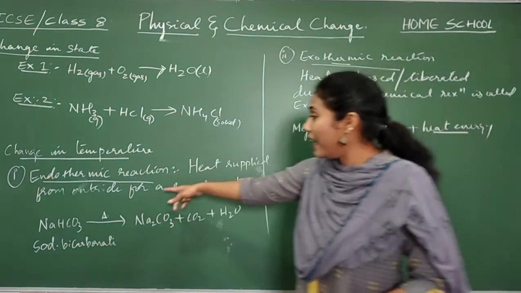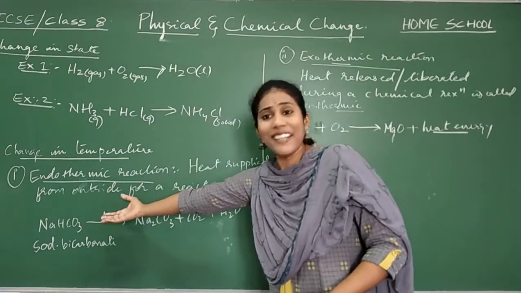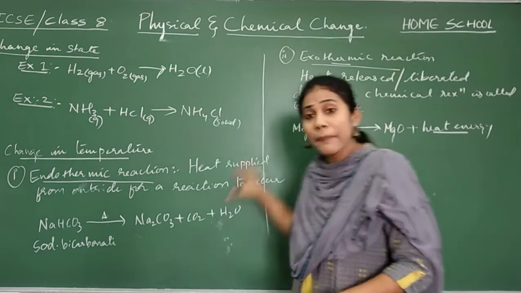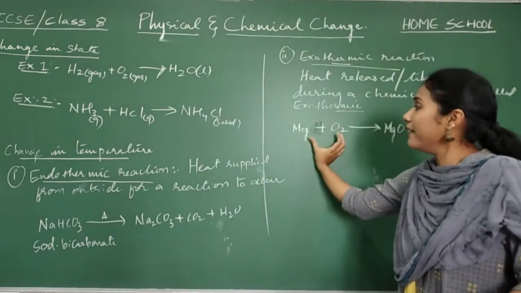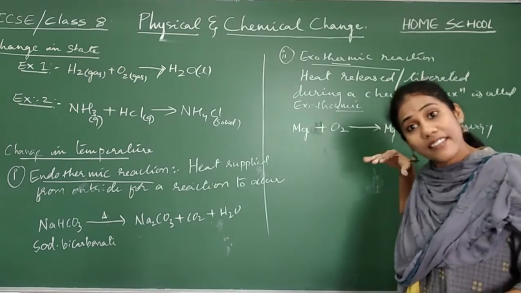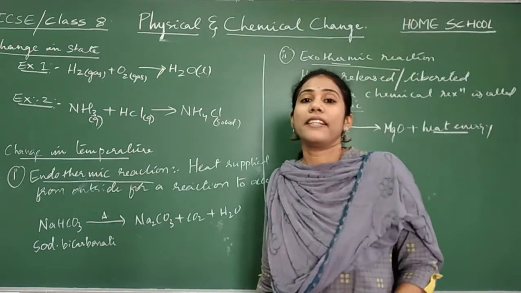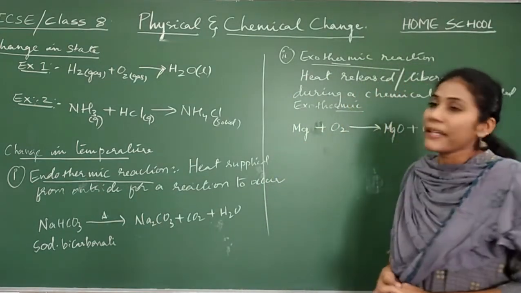And here, purposefully you are supplying heat from outside. Why? To make a chemical reaction happen. But here the reaction is happening the moment you combine these two. So during the reaction, heat is getting liberated outside automatically. Such a reaction is called exothermic reaction.